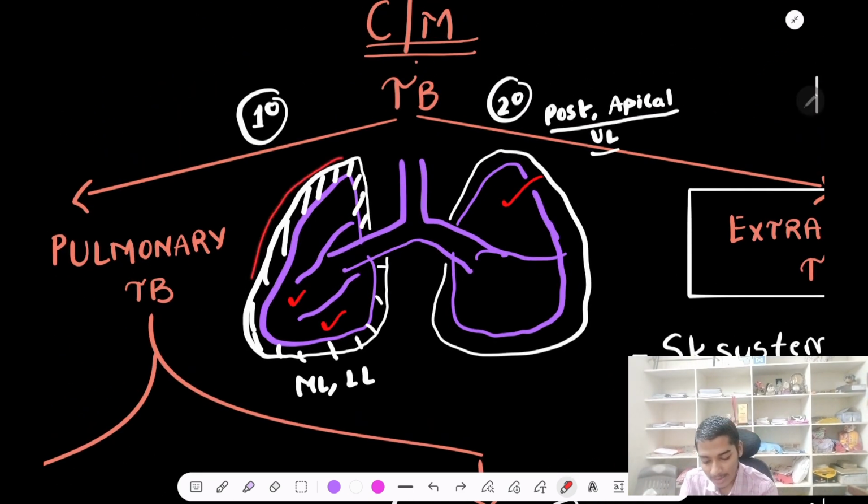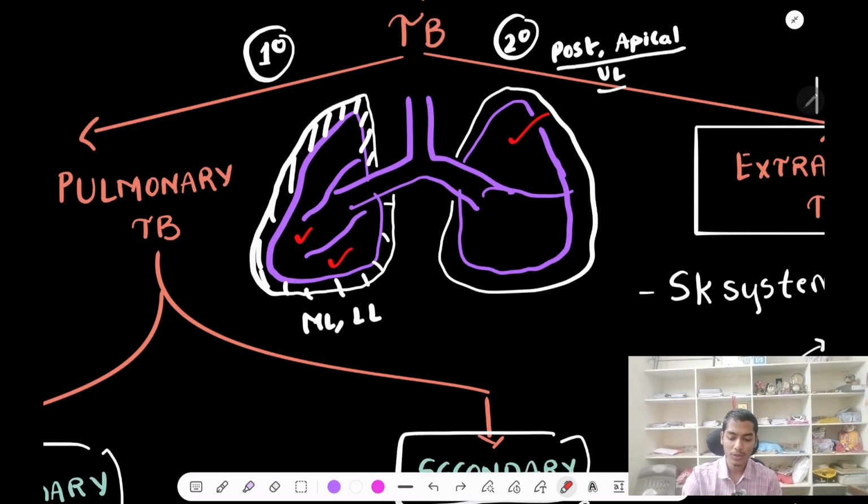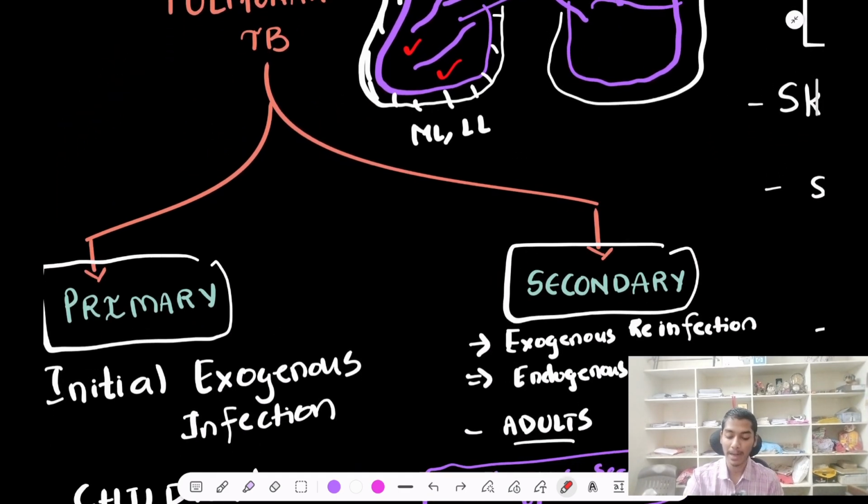So in primary pulmonary TB, it involves the subpleural spaces. You can see below the pleura, this space is being involved here. That is the fibrotic nodular lesion, the Ghon's focus, and it involves the middle and lower lobes. So this is all about primary pulmonary TB.